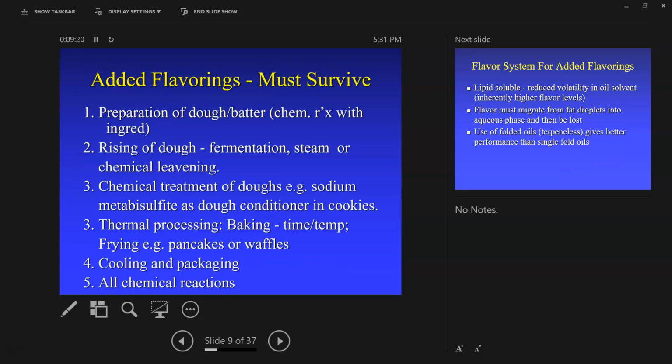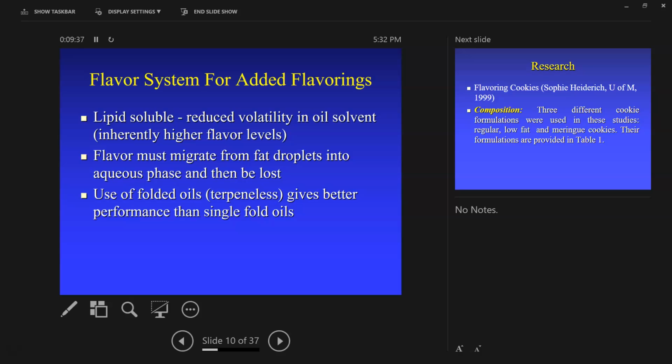So your flavoring must survive preparation of the dough, the rising of the dough, fermentation, steam, chemical leavening, chemical treatment of the dough. Sodium metabisulfite is a dough conditioner in cookies. Thermal processing, like I say, cooling, packaging, and so on. So your flavor has to be really pretty robust to survive this whole process.